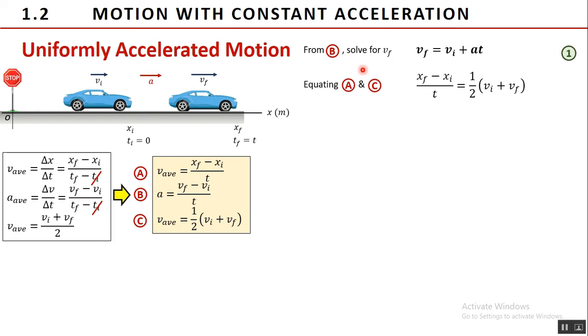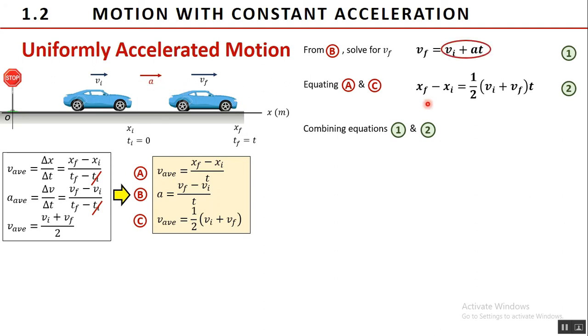Now for the second equation, we combine equations A and C. So the displacement x sub f minus x sub i is equal to half of the sum of the initial velocity v sub i and final velocity v sub f multiplied by time t. So this is the second equation. This equation is useful especially when solving for final position x sub f with known final velocity at any later time, even if we do not know the value of acceleration.